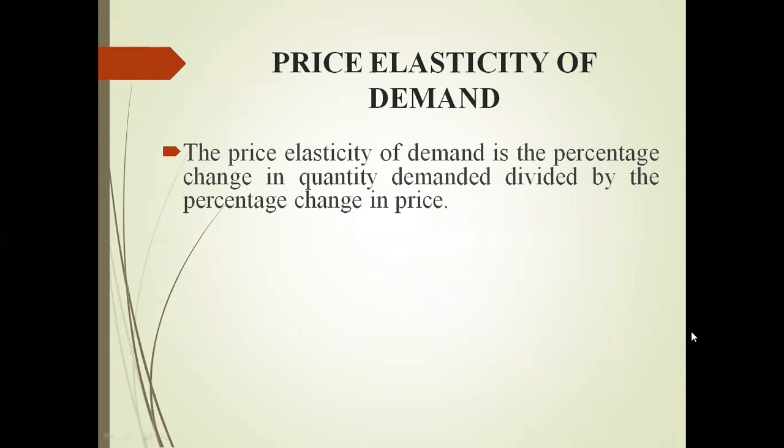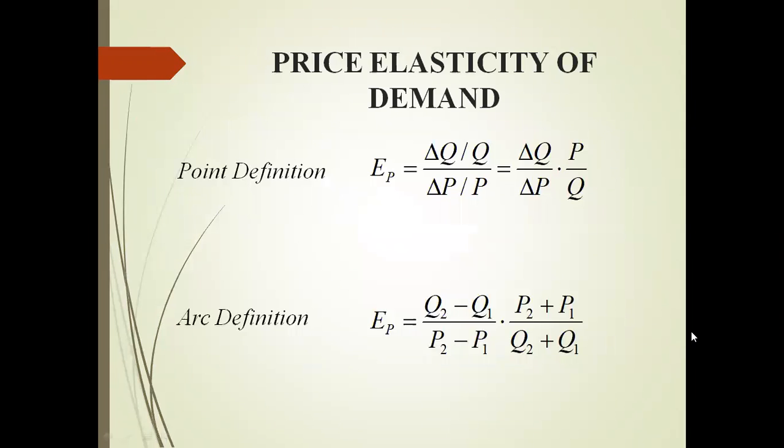So price elasticity, we have defined, is the change in quantity demanded in response to the percentage change in the price, and the formula was delta Q over Q over delta P over P. When you simplify it, you get delta Q over delta P into P over Q, where delta Q and delta P are the small change in quantity as well as the small change in price. When we calculate demand elasticity for an arc, it will be Q2 minus Q1 over P2 minus P1 into P1 plus P2 over Q1 plus Q2.